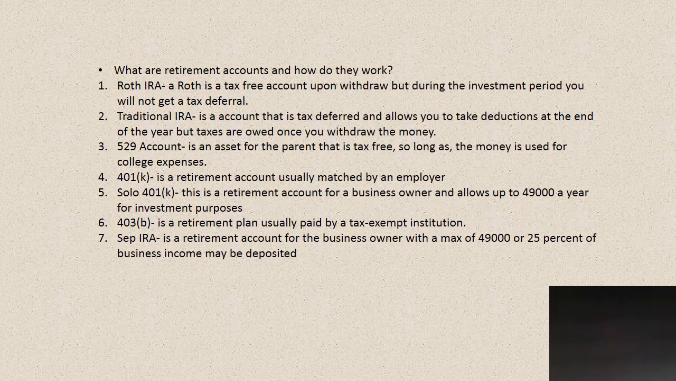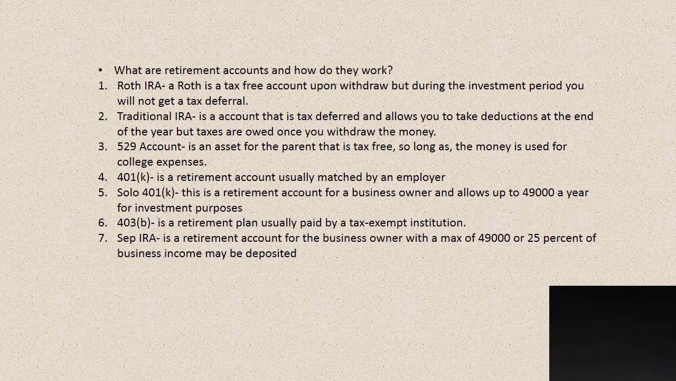529 accounts, basically those are education accounts, and when a parent sets one up, it essentially is an asset for the parent, and it's tax-free money as long as they put the money into school expenses. Now there is a limitation of 14,000 because it falls under the gift tax. So you can only put 14,000, or 28,000, I think, if you're a married couple in there.